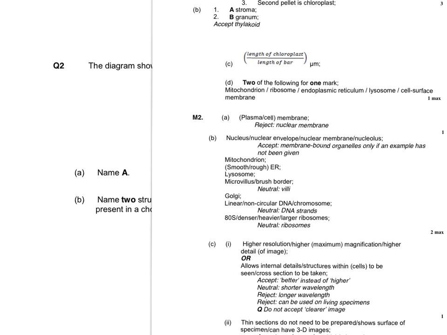The Golgi body, you can mention linear or non-circular DNA. When you're mentioning ribosomes, look at that answer. It wants you to say 80S or denser or heavier or larger ribosomes. If you just put ribosomes, that is not sufficient, okay? So just watch for that. You need to give a detailed answer.